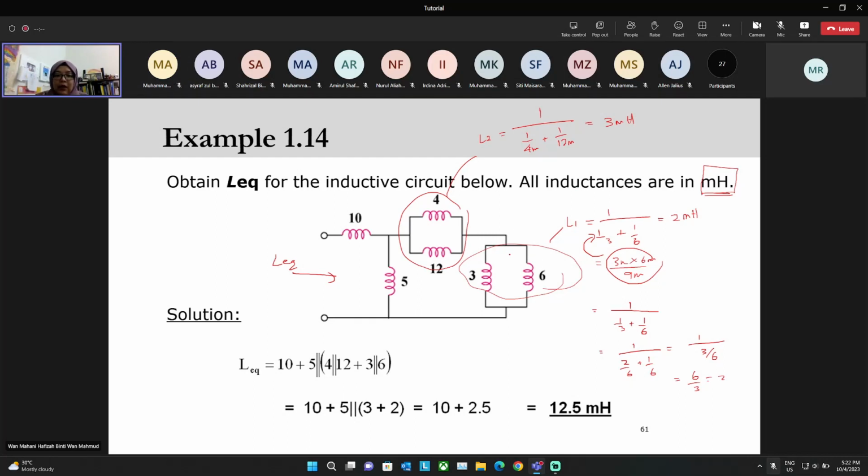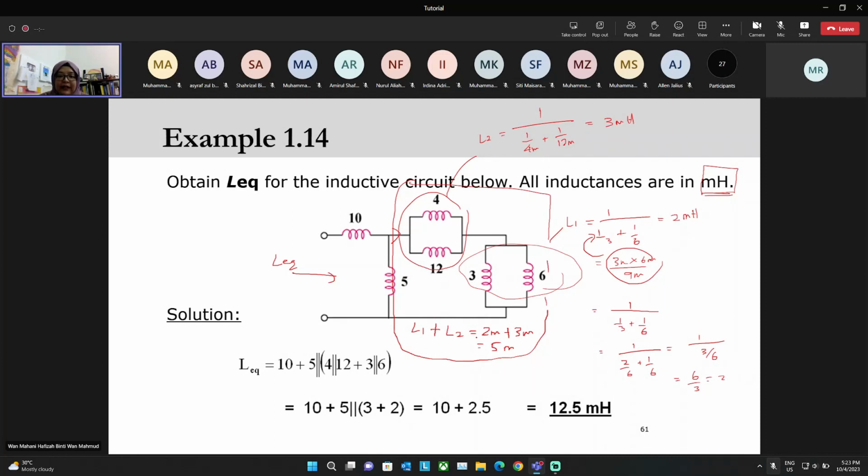Okay. So what's the connection between L1 and L2 kat sini? Current yang sama lalu kan? Series. So next is L1 plus dengan L2 lah. So 2 mili tambah 3 mili. You dapat 5 mili. Settle on this part. Okay.